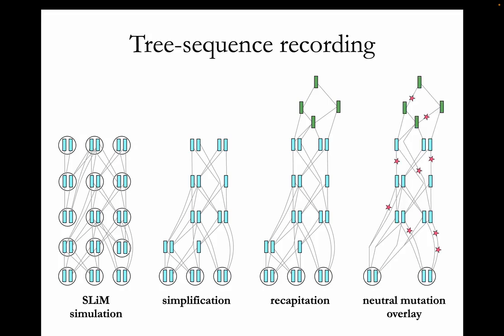Here we see the last step in the process, neutral mutation overlay. Basically, we can just take the ancestry trees, including the bits added by recapitation, and sprinkle neutral mutations along them. This is mathematically equivalent to forward simulating them, but it takes vastly less time, in part because we only need to think about the branches that led to the final extant generation.